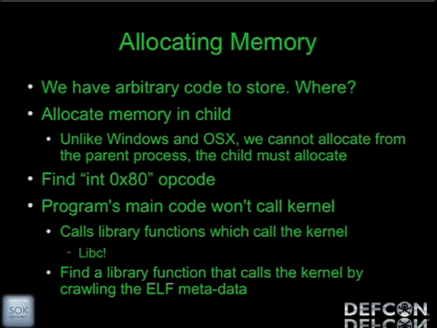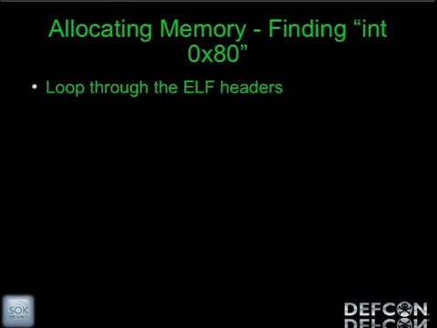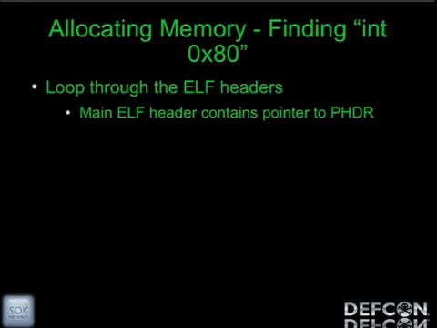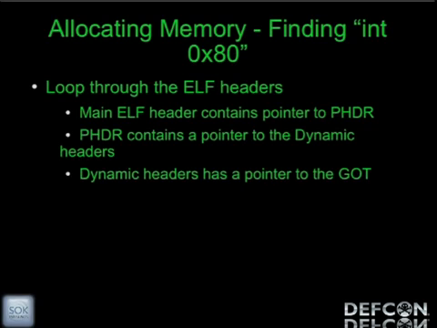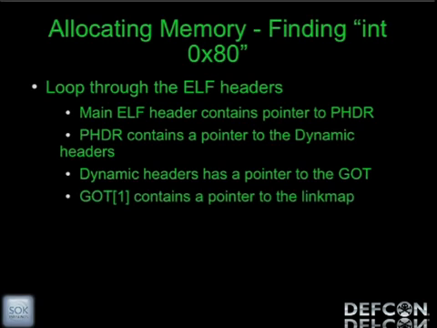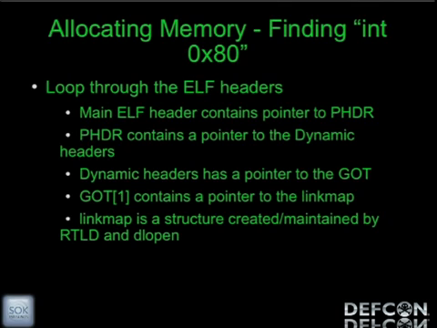We could find a library function that calls the kernel by crawling through the ELF metadata, through all these different headers. So the main ELF header contains a pointer to the process header. The process header contains a pointer to the dynamic headers. And the dynamic headers have a pointer to the global offset table. And the second entry of the global offset table contains a pointer to the link map. I said second, and the slide says 1 because we're starting at a 0 index. The link map is a structure created and maintained by the runtime linker and dlopen.